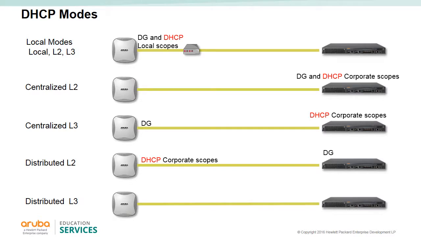Distributed L3 mode. The subnet is part of your overall corporate IP address space. The master IAP in the branch acts as the default gateway and the DHCP server. All traffic is routed to corporate, and corporate traffic is routed to the VC.